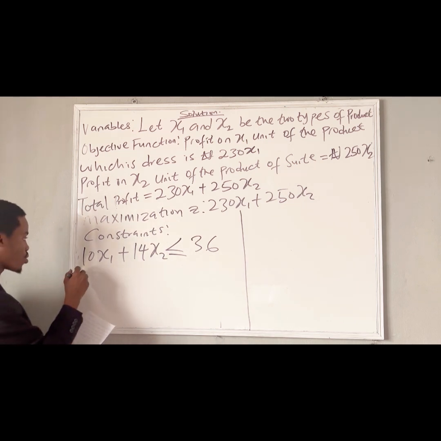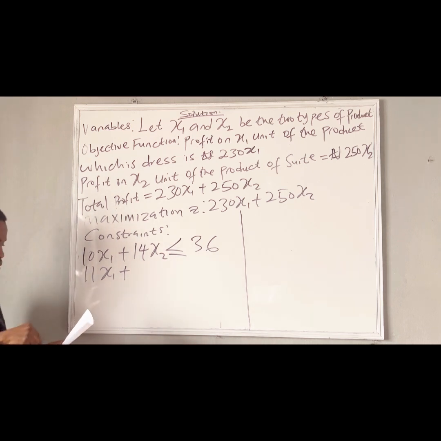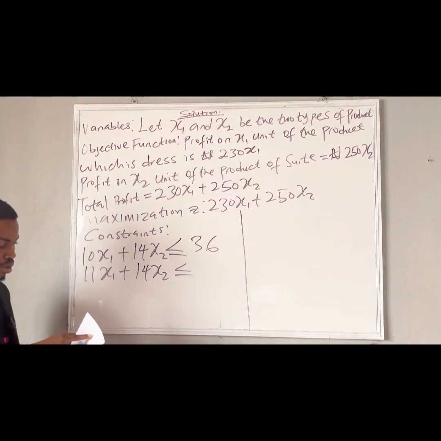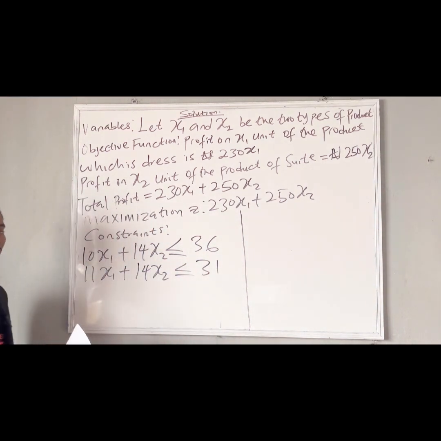Then we have 11 square meters of zinc, 11x1 on dress. Then what is the unit we have on zinc for the suit? We have 14x2. So it is less than or equal to 31.